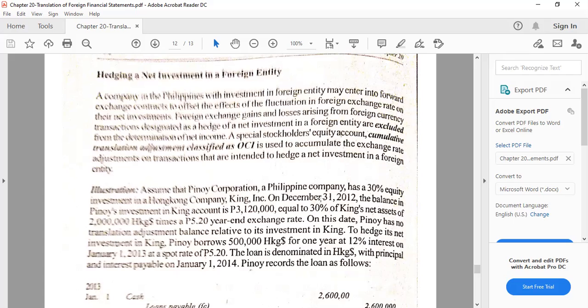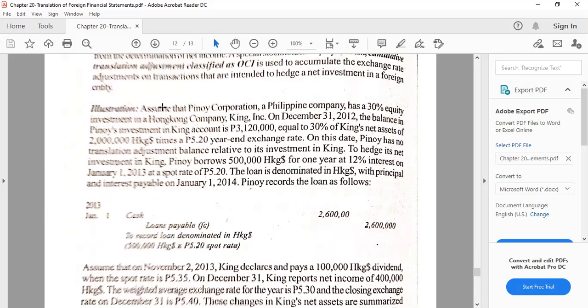Also, there is a special shareholders' equity account, which is the cumulative translation adjustment, which is OCI, which we've discussed already in part one. So this will accumulate all exchange rate adjustments on transactions. Example, we have Pinoy Corporation, a Philippine company, which has a 30% equity investment in a Hong Kong company, King Incorporated. And this is for the year 2012 operations.